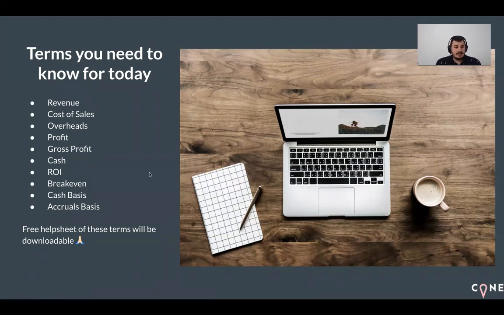But essentially, we're going to be talking about revenue, your cost of sales, your overheads, profit, gross profit, your cash, your ROI, your return on investment, that is, your break even, cash basis, and accruals basis. So the help sheet will be attached. Essentially, these are, if I just go down to this one.